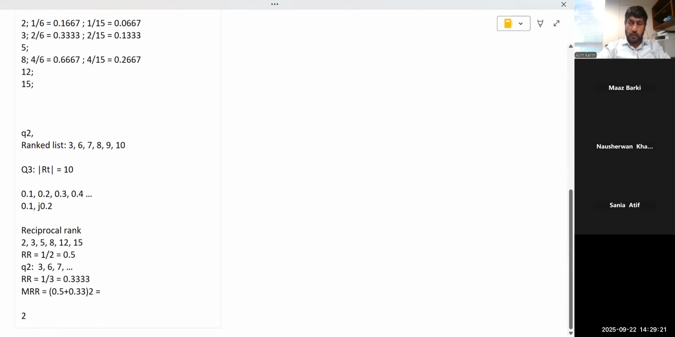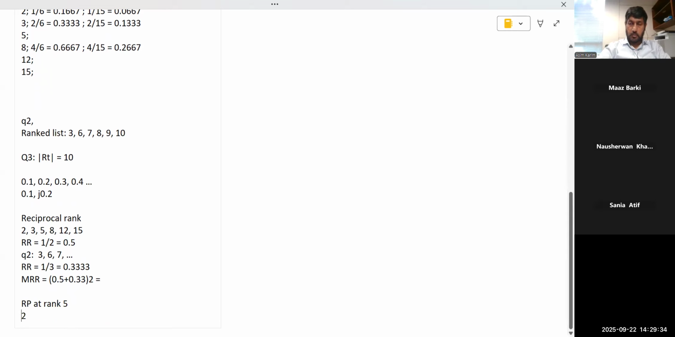Okay, and then we talked about the ranked precision. Of course, for this, you have to specify the rank. Rank precision at rank, let's say 5. So for Q1, rank precision at rank 5, what did we have for Q1? 2, 3, 5. So at rank 5, how many documents did we get? 3. So 3/5 would be the rank precision.